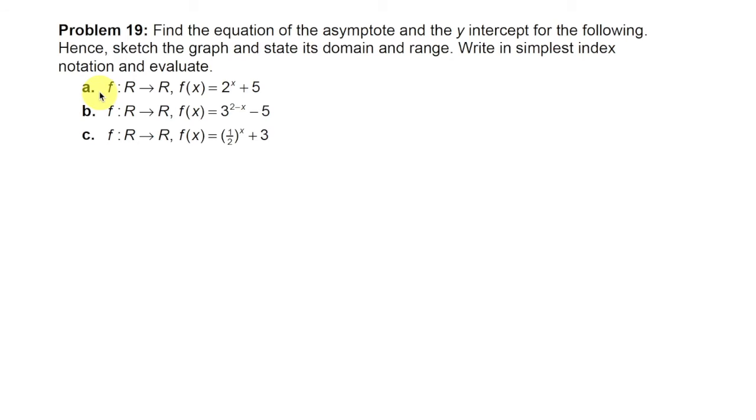Okay, so the first function, the rule is f of x equals 2 to the x plus 5. What does this part here mean? It means that the value of x can be any value that belongs to the real set of numbers, and it can map out any value for y that belongs into the set of all real numbers. So it's just letting us know that there's no domain restriction.